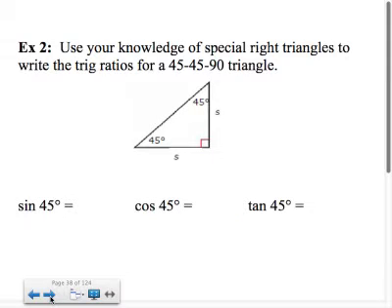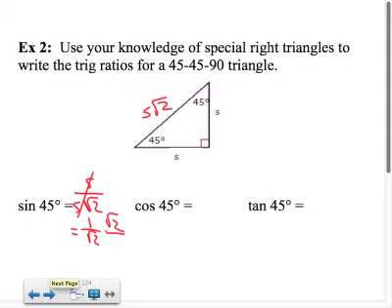Okay, example 2 says use your knowledge of special right triangles to write the trig ratios for 45, 45, 90. So again, the sine of 45 is opposite over hypotenuse. Well, if this is S, then this is S square root 2. We know that from section 4. And so the sine is going to be S over S square root 2. Your S's are going to cancel, so you're left with 1 over root 2. We know we can't have that, so we rationalize. And so you end up with the square root of 2 over 2. So in any 45, 45, 90, the sine ratio, the opposite over the hypotenuse, will always reduce down to square root 2 over 2, no matter what.